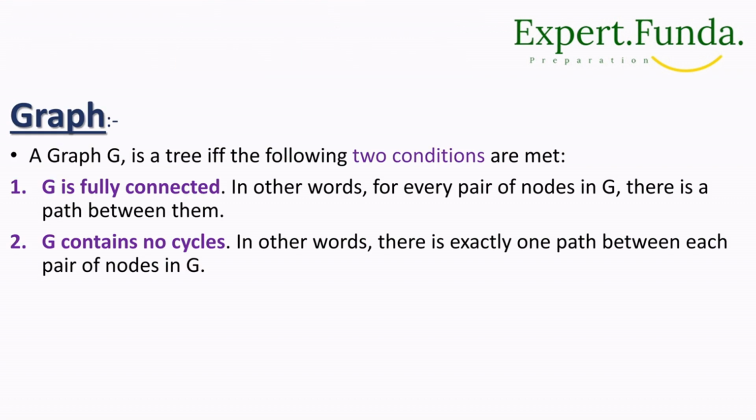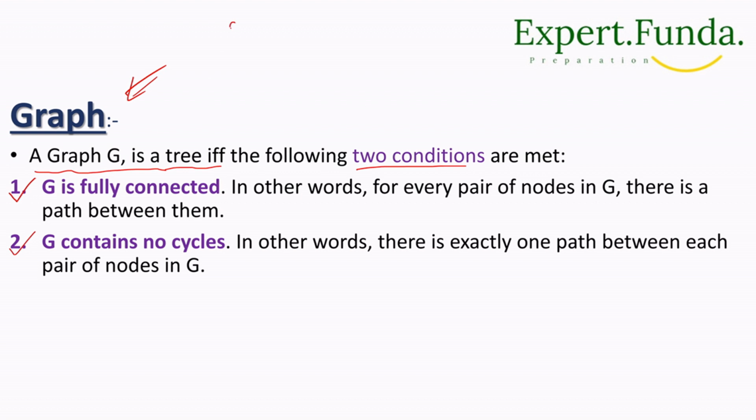We discussed what a graph is. A graph is a tree if and only if two conditions are met: graph G is fully connected, and graph G contains no cycle.